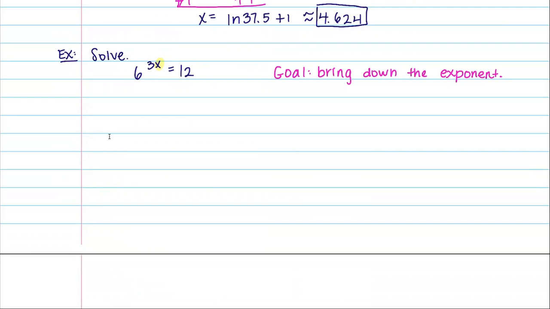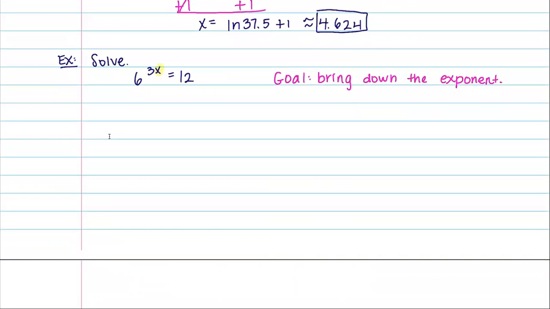The way we're going to achieve this goal is we can either take the log of both sides, because we have a log button on our calculator, or we can take the natural log of both sides, because we have a natural log button on our calculator. You wouldn't really want to do anything else because then we're not going to be able to evaluate our answer. Since we used natural log in the other examples, I'm going to use log in this example. So I'm going to take the log of both sides, and that gives me the log of 6 to the 3x equals log of 12.